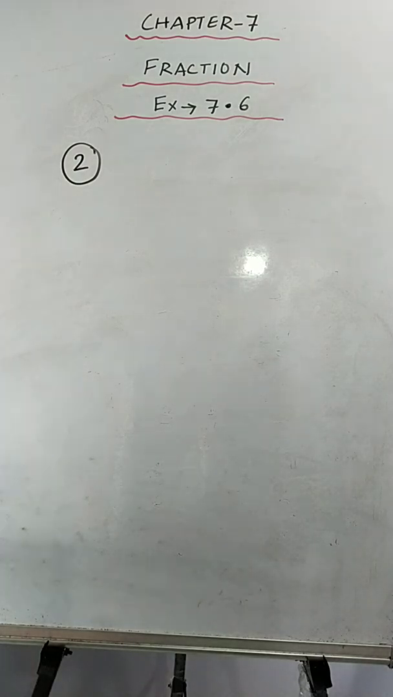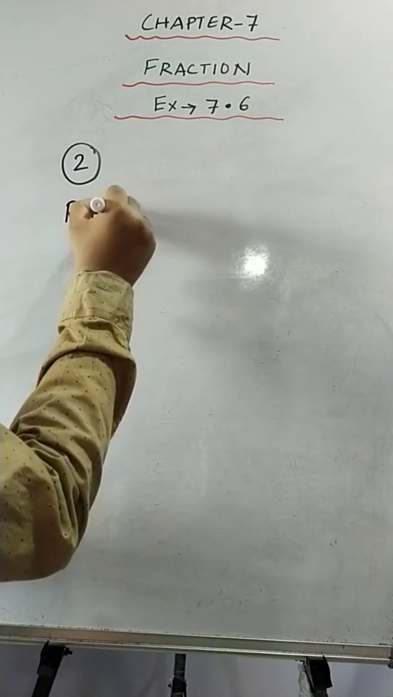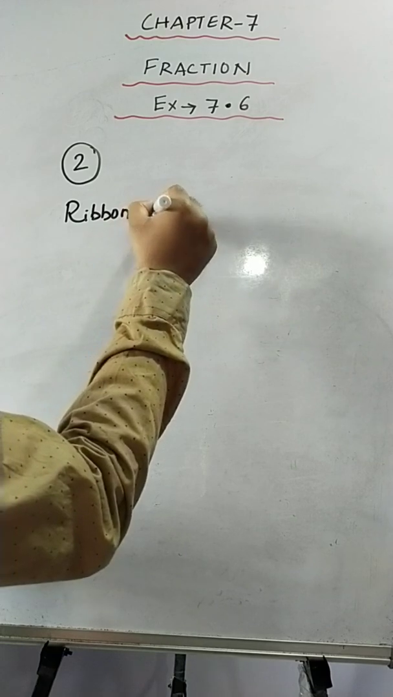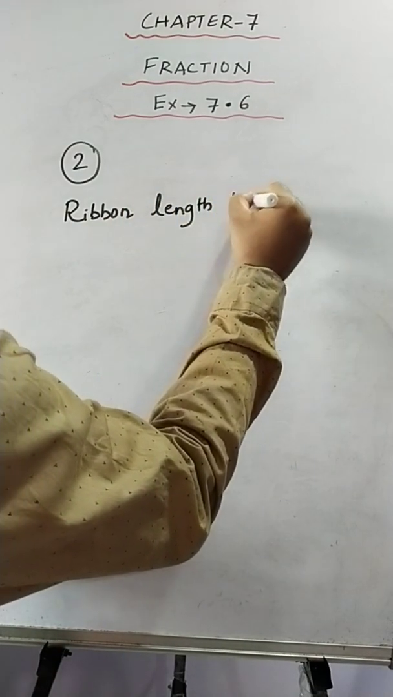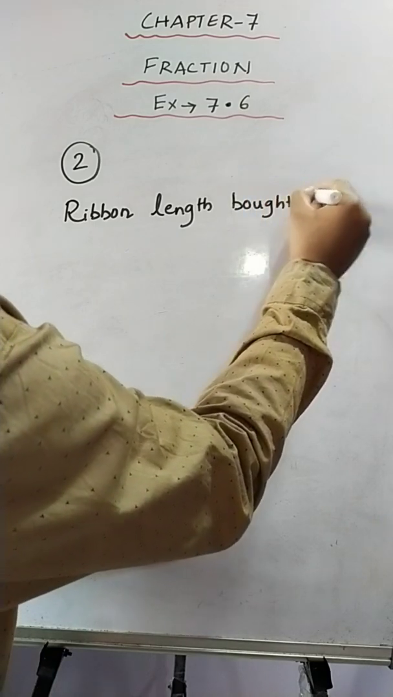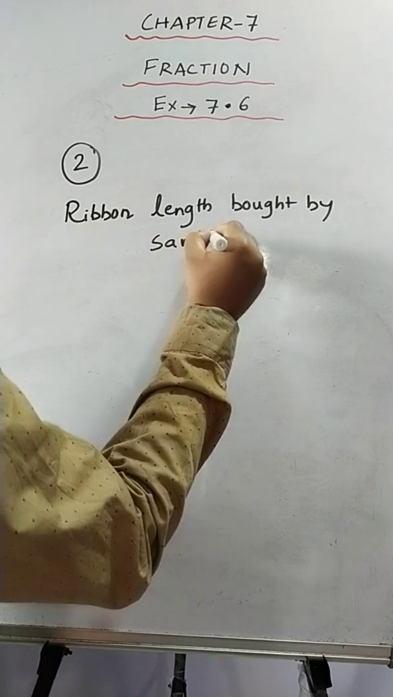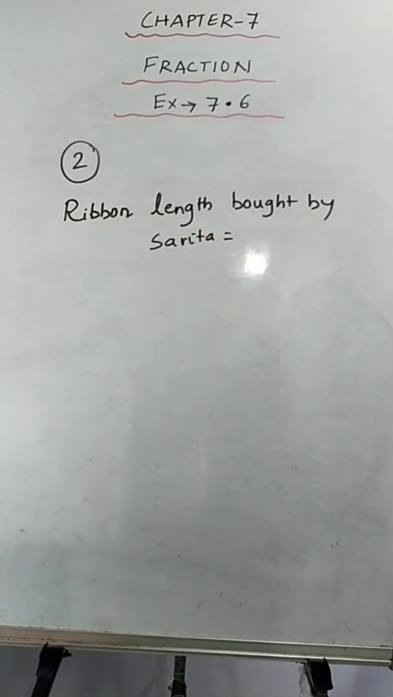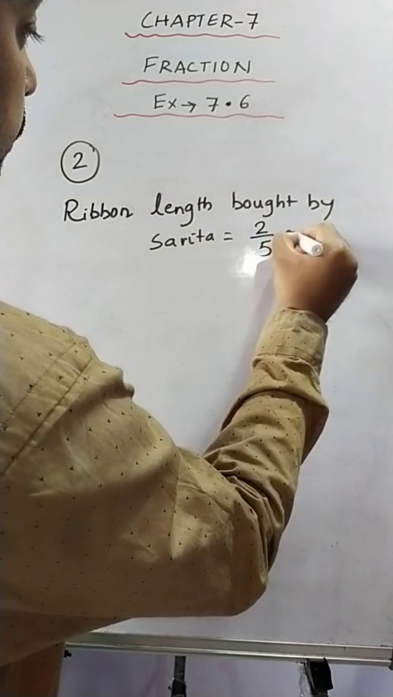So the first statement we'll write is: ribbon length bought by Sarita. And how much length she bought? 2 by 5 meter.